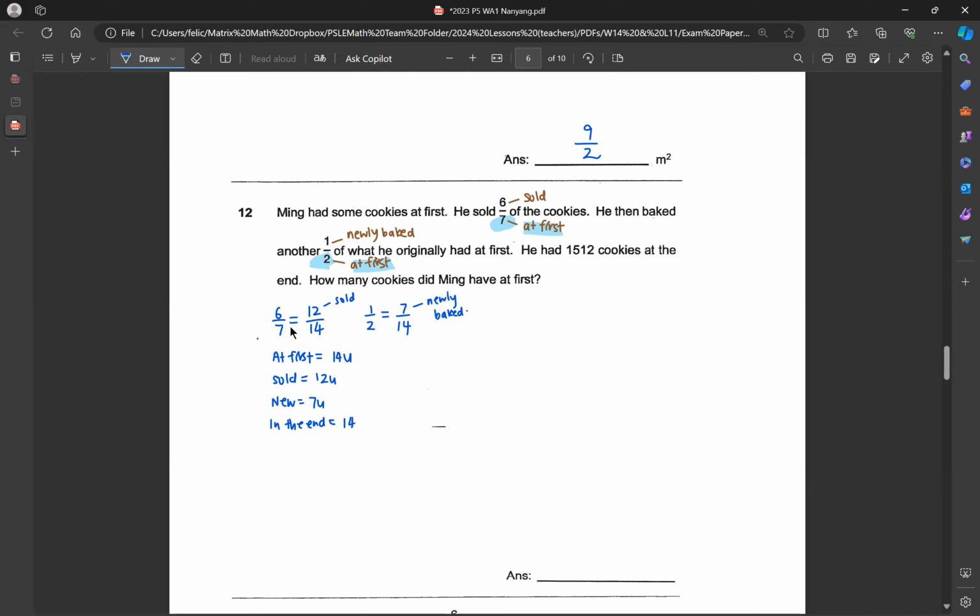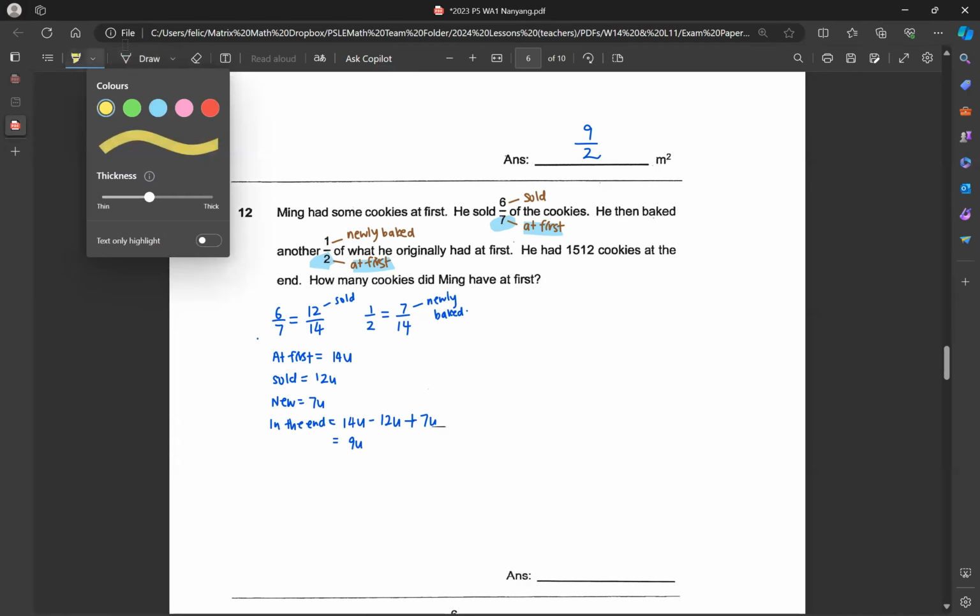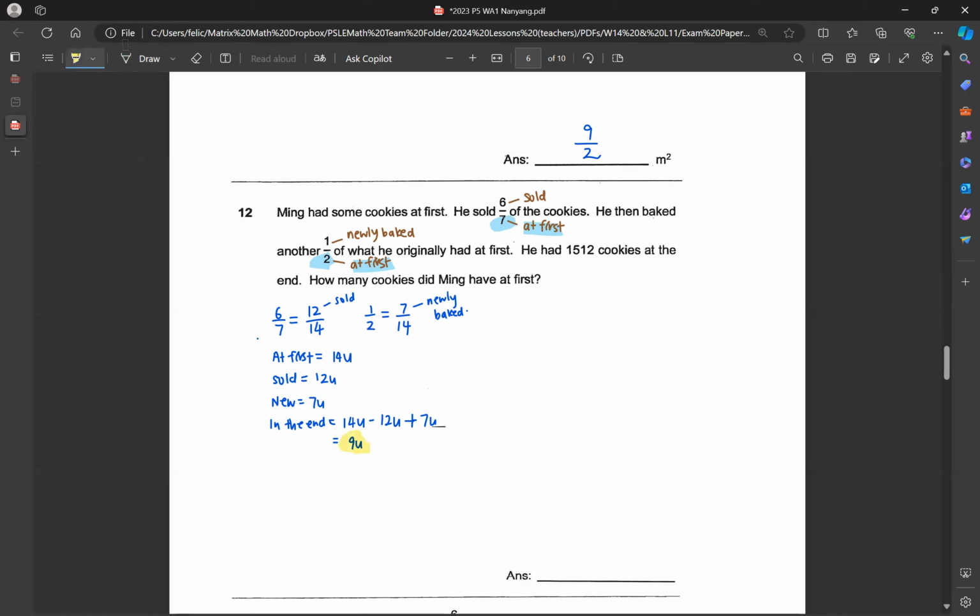Okay, so you start off with 14U. You sell 12U, which means lesser by 12, right? And what you newly bake is another 7U, so this is a plus 7U. You bring in another 7U. If you do the calculation, you will end up with 9 units. All right. And this means your 9 units here will be the 1,512 at the end. So you see, this is how we link this back to the 1,512.